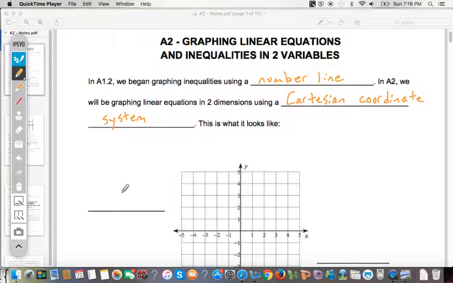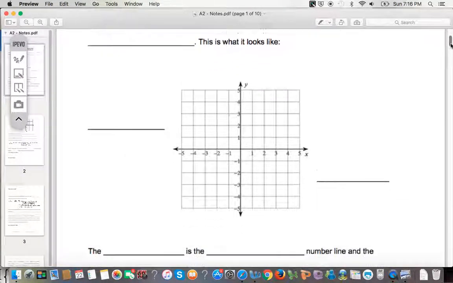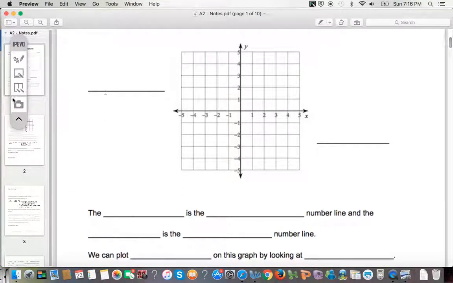Okay, so basically it's just two number lines, one going vertical and one horizontal. And of course it forms this graph down here. So if we were to take a look at that, this is what it looks like.